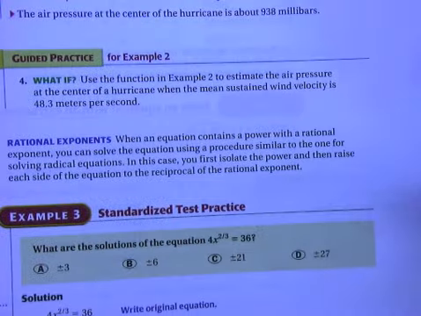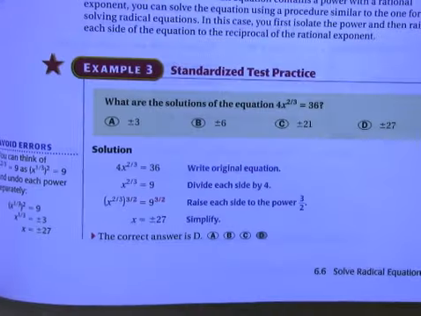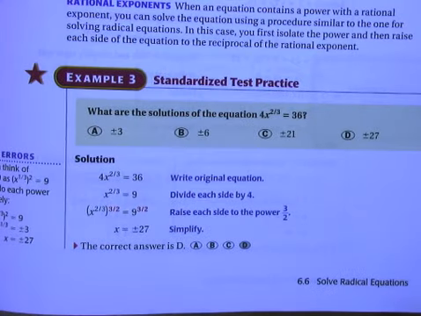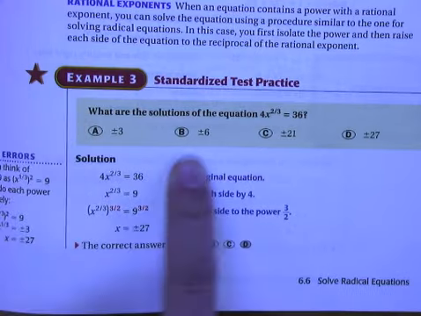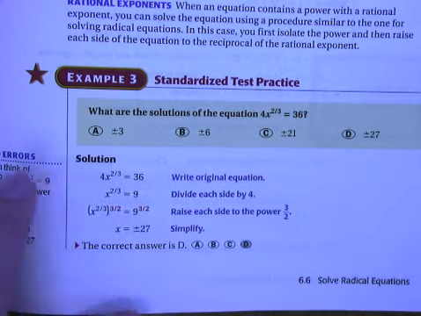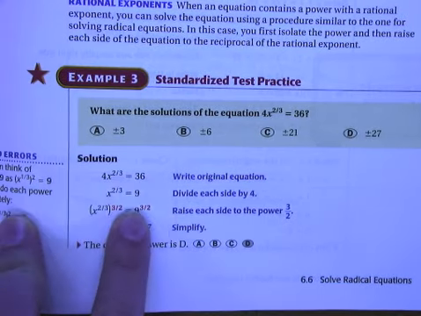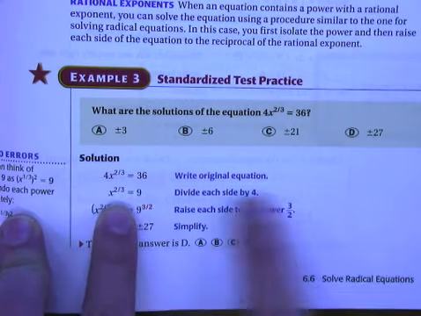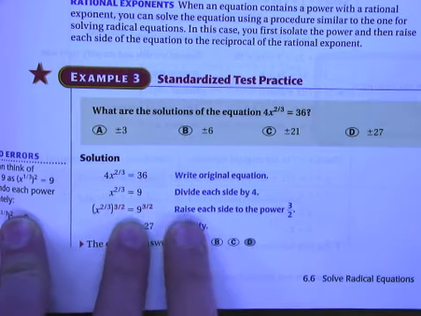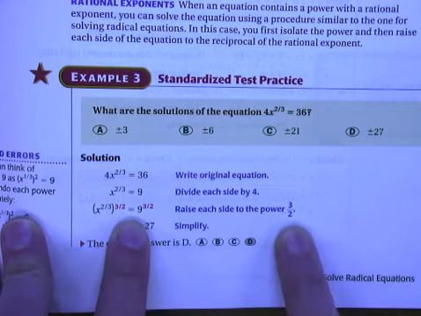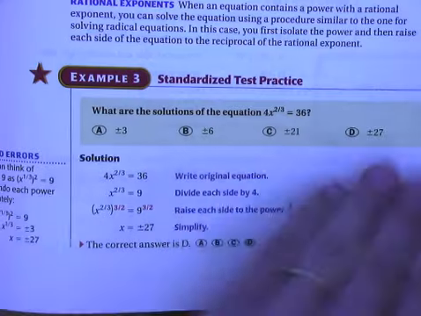You keep reading through and trying to identify things that make sense and things that don't. And if something stands out to you as something that doesn't make sense, for instance, on example 3, we have a standardized test practice, so there's multiple choice here, and we're trying to identify the solutions. And when I look at the solution, 4x to the 2/3 equals 36, I see that they divided by 4. So 36 divided by 4 is 9. But I don't know exactly why they raised each side to the 3/2 power. So maybe this is the first example I write down in my notes. And then I would keep going.